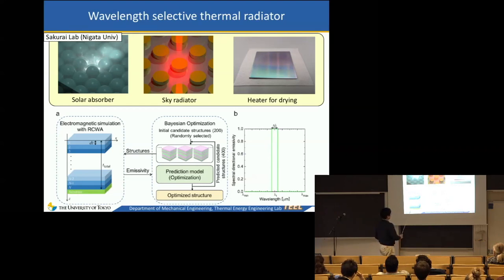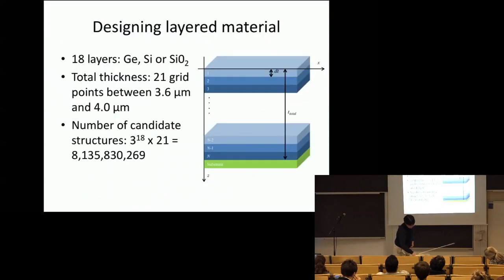And what we do is design this kind of layered material for this purpose. In this case we use 18 layers, and you fill each layer with germanium, silicon or silica. We also control the total thickness between 3.6 nanometers and 4.6 nanometers, and we took 21 grid points in this range. Then the number of candidate structures is huge. I cannot read this number, but it is the number of candidate structures.